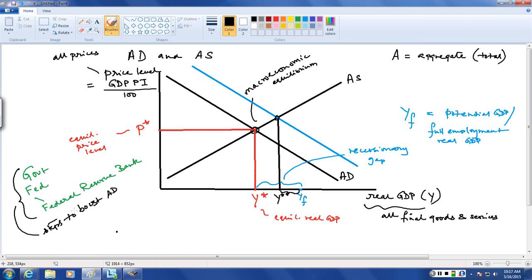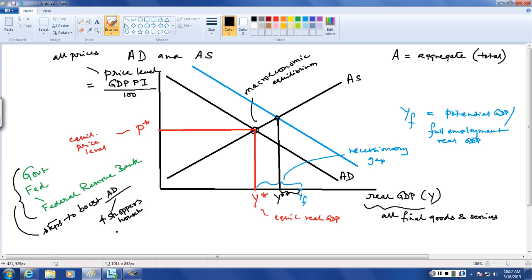Right? Now, I'd like you to think a little bit about AD. Who are the people responsible for AD? Who are the ones whose behavior brings about the AD curve? In other words, who are the shoppers in our economy? Who are the shoppers? Remember, we have 4 shoppers in our economy. Who are they?